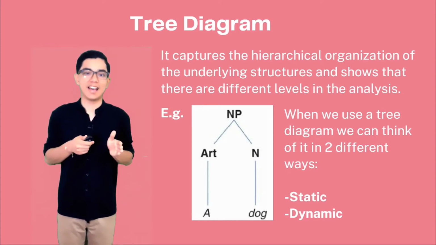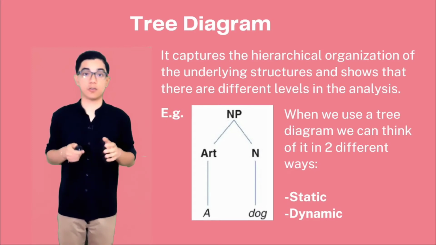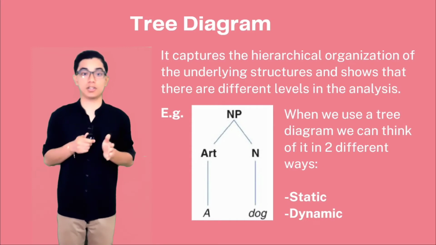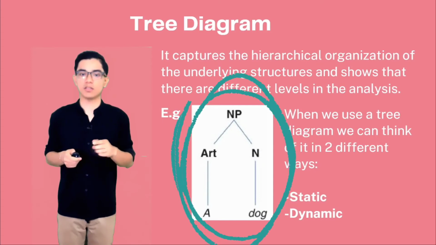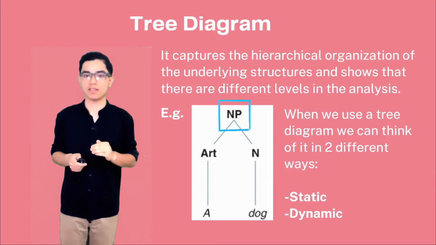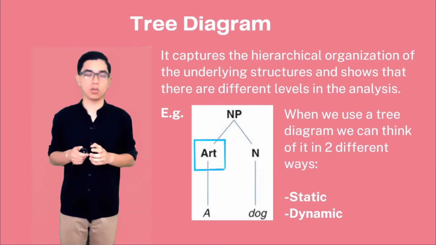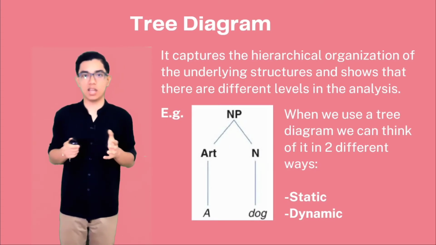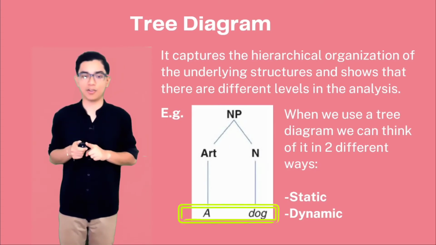It captures the hierarchical organization of the underlying structures of phrases and sentences and shows clearly that there are different levels in the analysis. For example, we have this tree diagram. We have to read it from top to bottom. So on the top we have a noun phrase that is formed by an article, a, plus a noun, dog, and together they form a phrase, a dog.